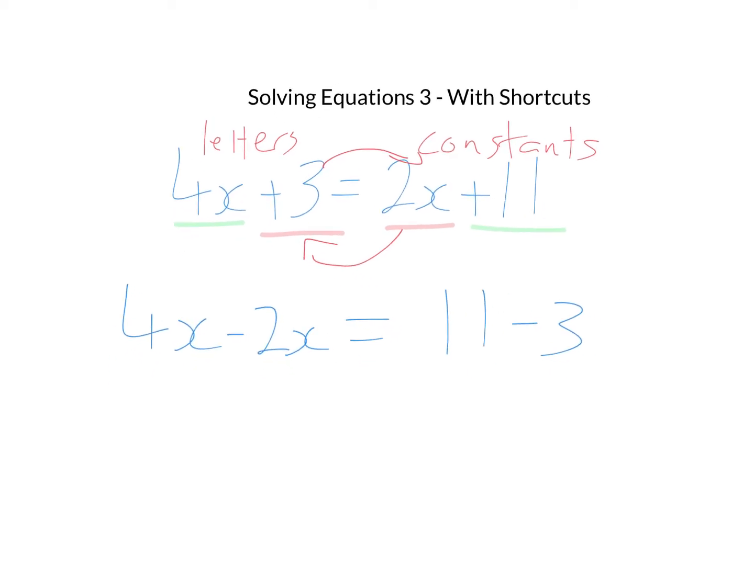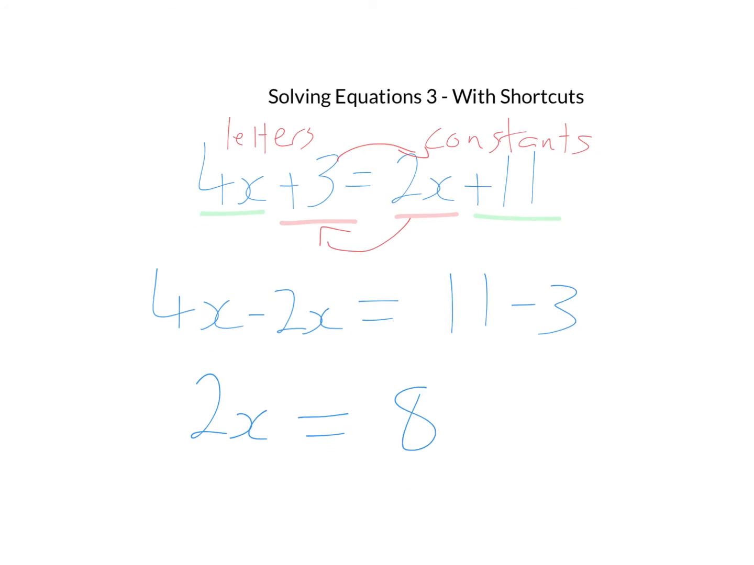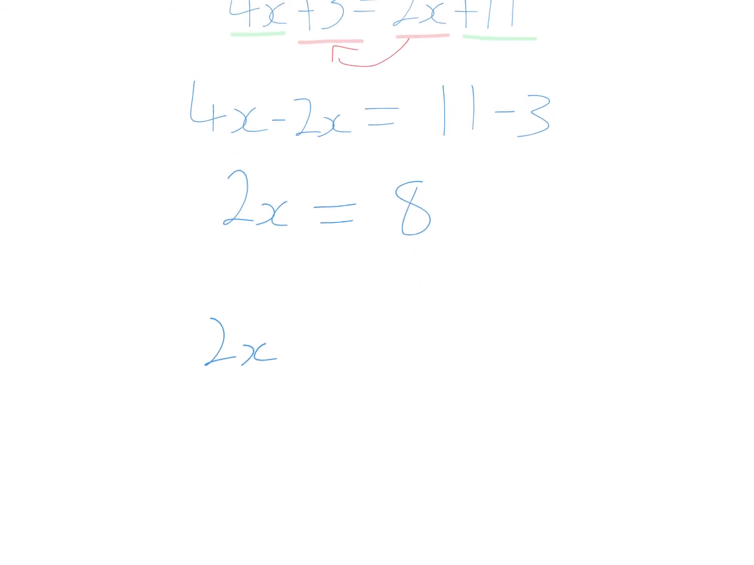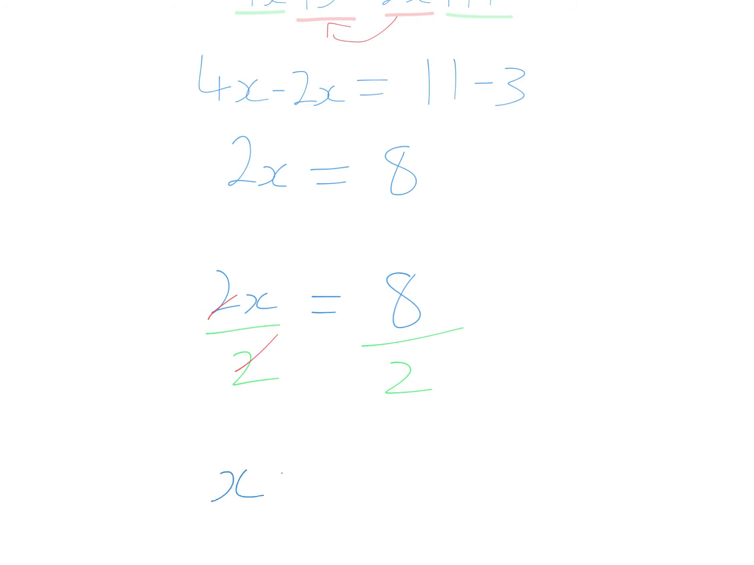On the left hand side, we're going to simplify it now, and we're going to simplify the right hand side too. So 4x take away 2x. If you have 4 of anything and you take away 2 of that thing, you're left with 2. So 4x take away 2x leaves us with 2x. On the right hand side, 11 take away 3 is 8. Now, we're going to try and get rid of that 2 in front of the x so we can find what x is. So if 2x is equal to 8, we're going to divide by 2 on both sides. This will cancel out our 2 on the left hand side, so we're left with x. On the right hand side we have 8 divided by 2, or 4. So x is equal to 4 is our answer there.